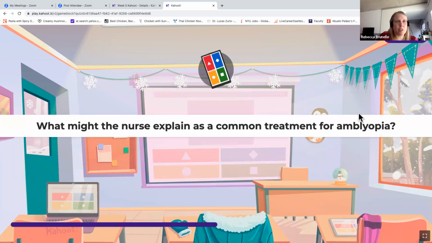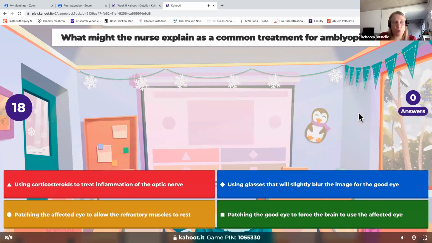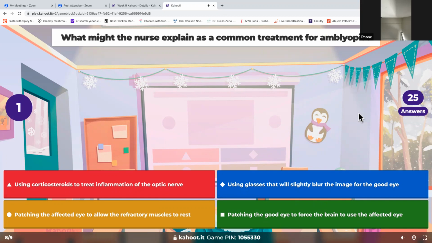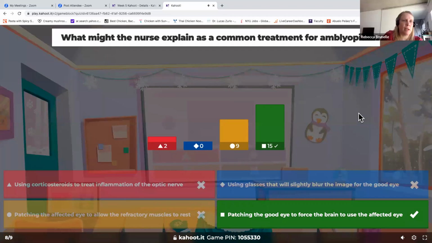So what might the nurse explain as a common treatment for amblyopia? Using corticosteroids to treat inflammation of the optic nerve, patching the affected eye to allow the refractory muscle to rest, using glasses that will slightly blur the image of the good eye, or patching the good eye to force the brain to use the affected eye. Very good. You're going to patch the good eye.